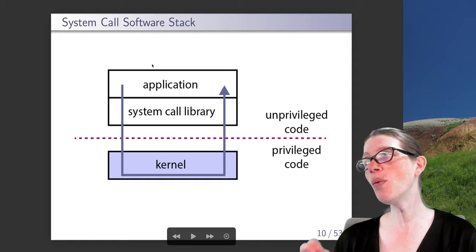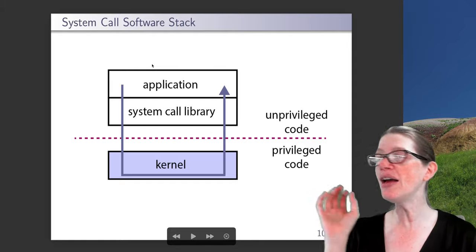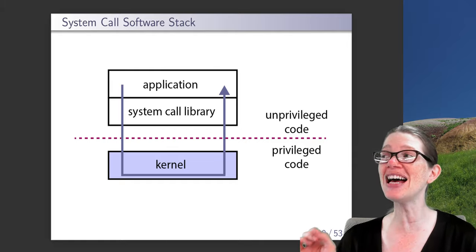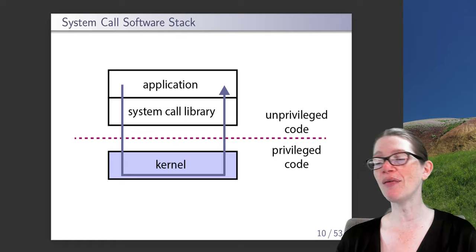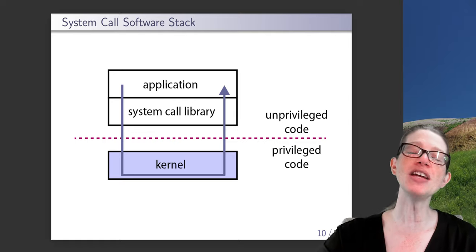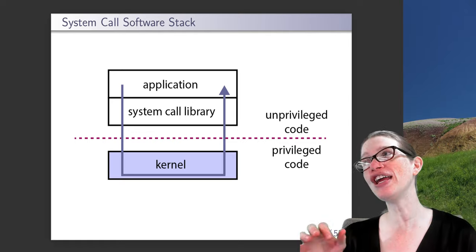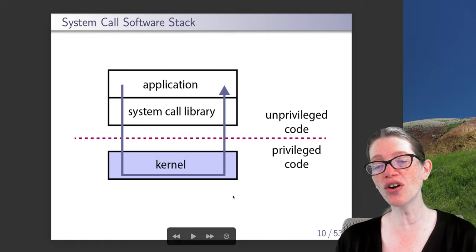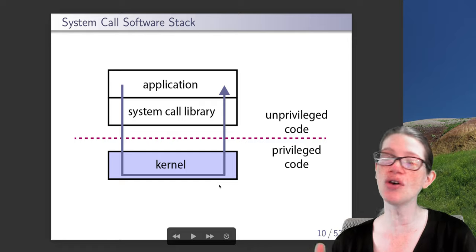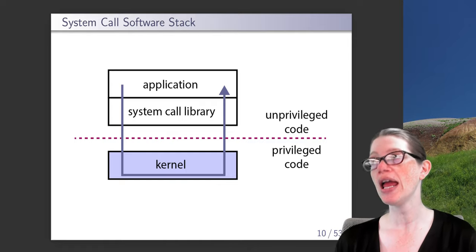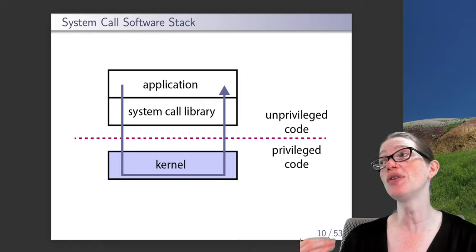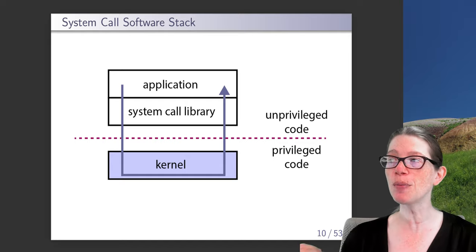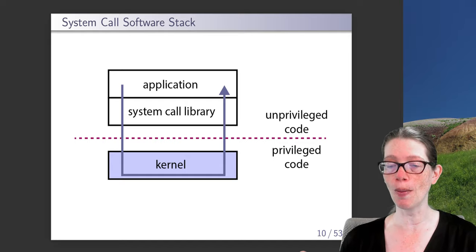So we want to keep everything in user land completely isolated and separated from everything in the kernel land, because I want to make sure that when the kernel gets changed, it doesn't have an impact on the user. So to do that, we're going to subdivide all of this code into two groups. We have the unprivileged code, which is user, and we have the privileged code, which is the kernel.